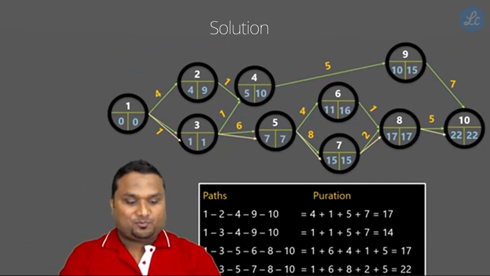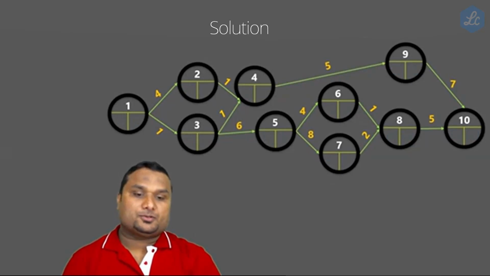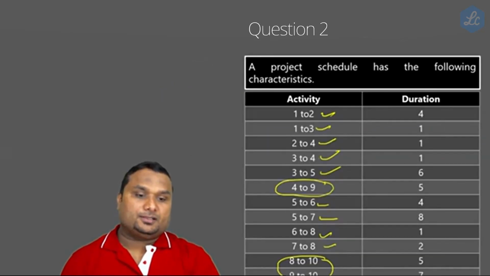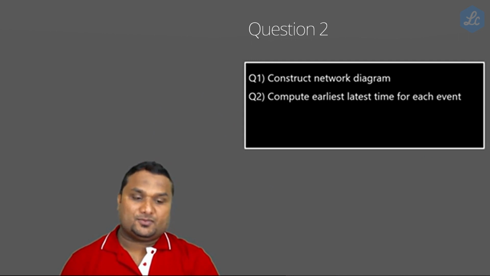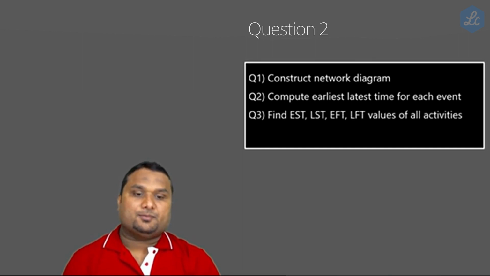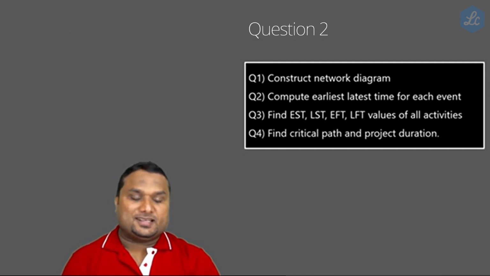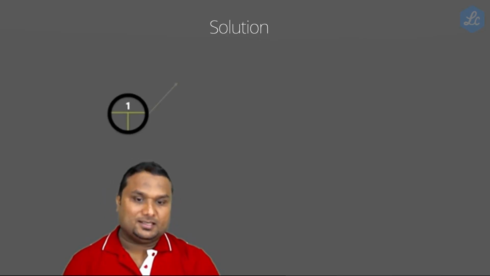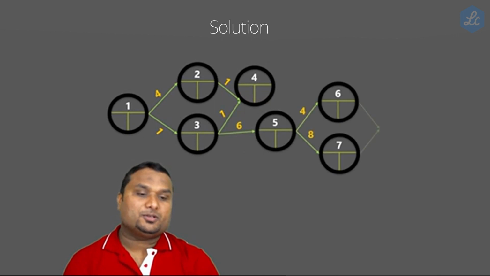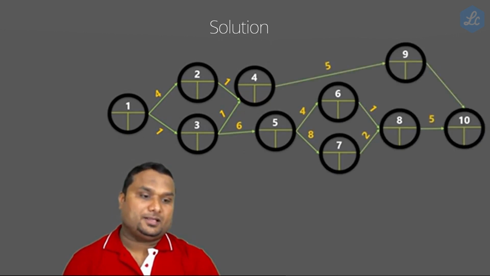Now, what was our question? Come back to our question. Question 1, construct the network diagram, which we have done. Question 2, compute the earliest and latest time for each event, which we have done. Question 3, compute EST, LST, EFT, LFT values of all activities, and find the critical path. That is a big one. We already got the critical path. Now we are going to find EST, EFT, LFT. We need these values for computing that.